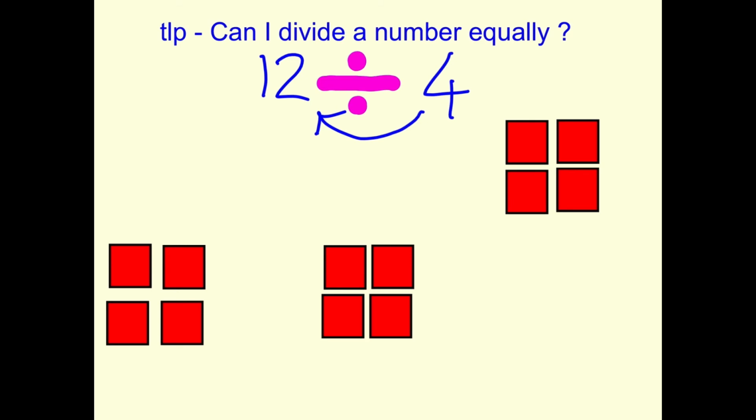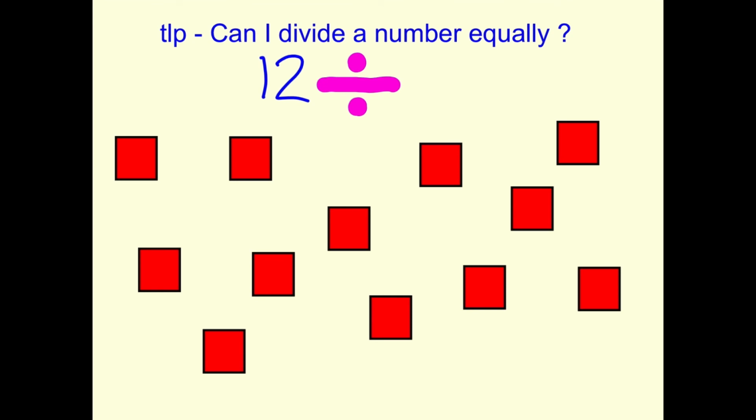So how many groups of 4 have we got? 1, 2, 3. So 12 divided into 4s equals 3. And remember, the inverse is a way of checking that because we know 3 times 4 is 12. So you can check it by doing the inverse. Now let's choose a bigger number. Let's see 12 divided into 6s.